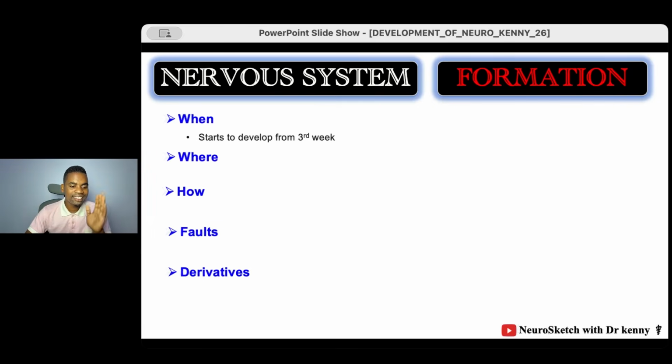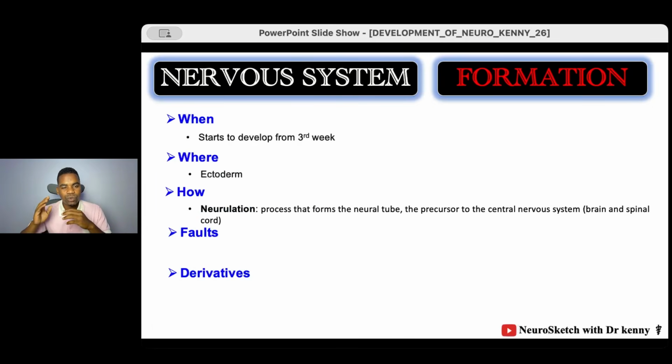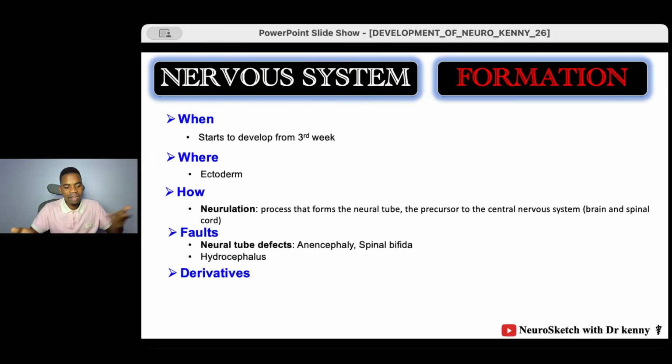So when does it start? It usually starts from the 3rd week of conception, from the ectoderm. And how? By the process known as neurulation. But neurulation is mainly for the central nervous system, which is the point of focus. And what are the faults that can happen in the development of the central nervous system? You have neural tube defects, for example, anencephaly and spina bifida, but you also have disorders like hydrocephalus.